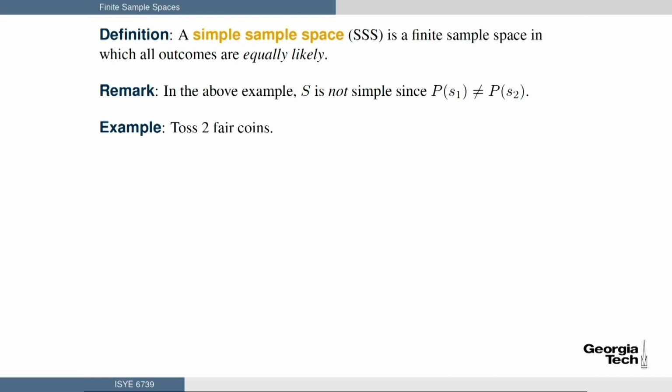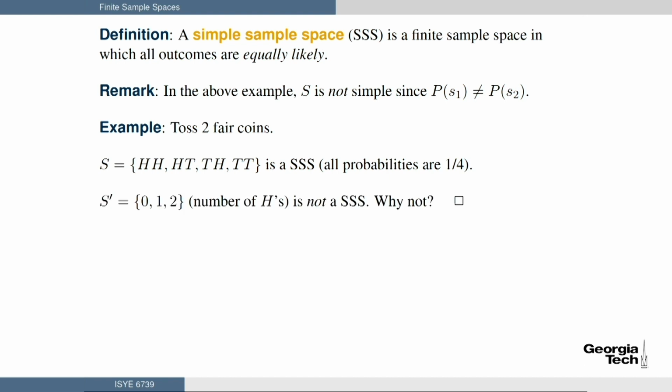As an easy example, let's toss two fair coins. So the sample space that I'll look at is the sequence of potential observations: heads, heads; heads, tails; tails, heads; and tails, tails. This is a simple sample space because the probabilities of the four sequential outcomes are all 1/4. Let's look at another sample space, S prime, which denotes the number of heads, and that, of course, can only be 0, 1, or 2. That is not a simple sample space.